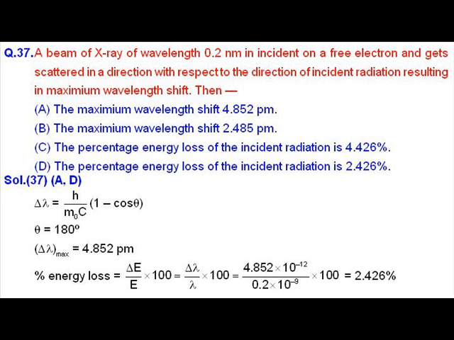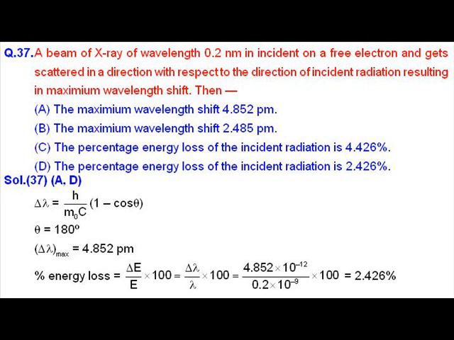So we will start with the wavelength shift. Wavelength shift is given as delta lambda equals h upon m naught c into 1 minus cos theta. So the wavelength shift will have a maximum value when 1 minus cos theta will be maximum, and this will be at theta equal to 180 degree. Substituting all the values and constants, we will get the maximum wavelength shift as 4.852 picometer.